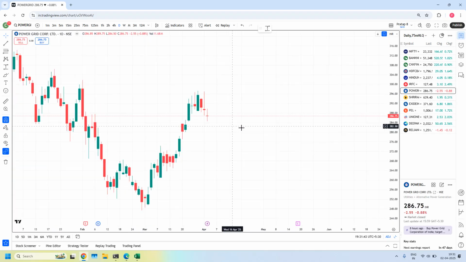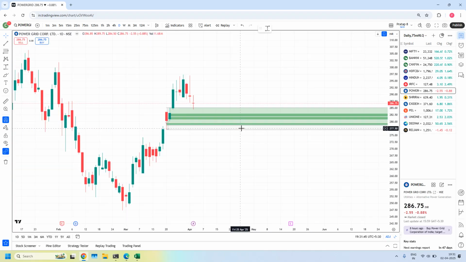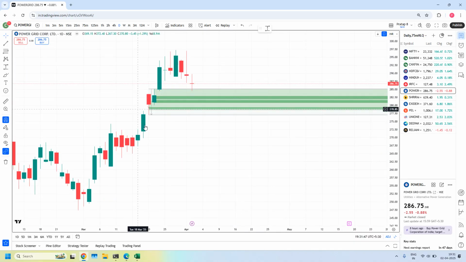Next one is Power Grid. Power Grid also we discussed earlier. Okay, anyway. Power Grid, it is a rally, 2 base candles and rally. And this demand zone is fine-tuned. Today prices entered, but we didn't get the trade. They didn't reach up to the fine-tuned area.